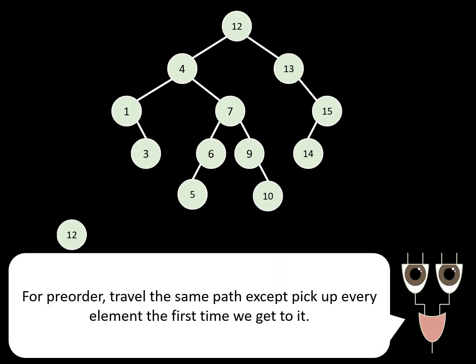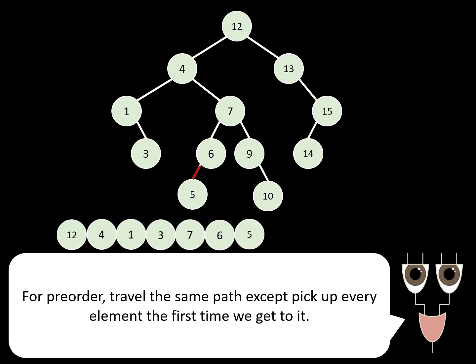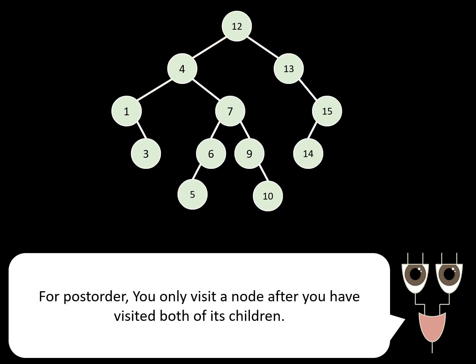For pre-order, travel the same path except pick up every element the first time we get to it. For post-order, you only visit a node after you have visited both of its children.